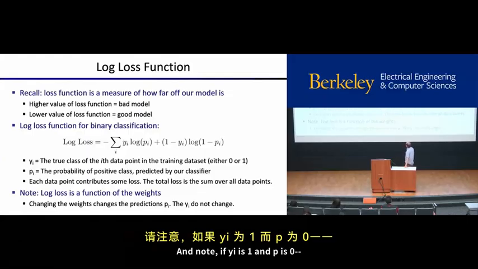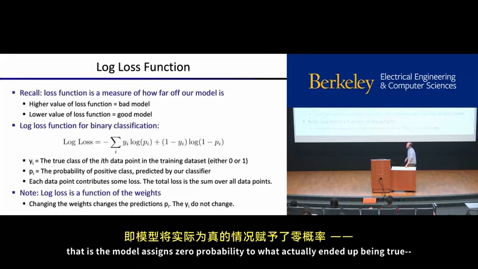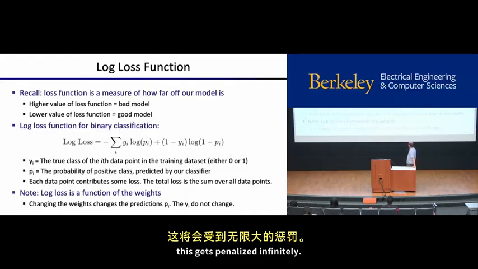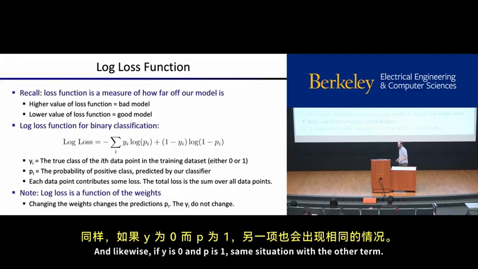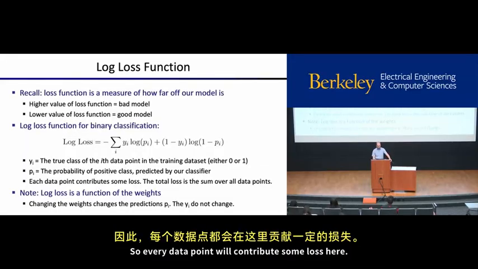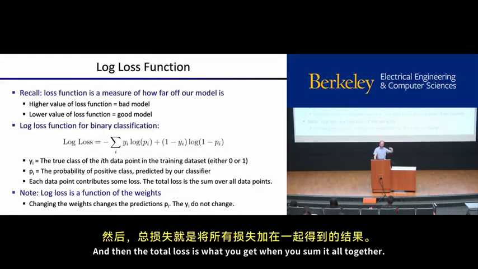And note, if yi is 1 and p is 0, that is, the model assigned 0 probability to what actually ended up being true, this gets penalized infinitely. The log of 0 is negative infinity, and so we take the negative, and the loss goes up to infinity. Likewise, if y is 0 and p is 1, same situation with the other term. So every data point will contribute some loss here, and then the total loss is what you get when you sum it all together.